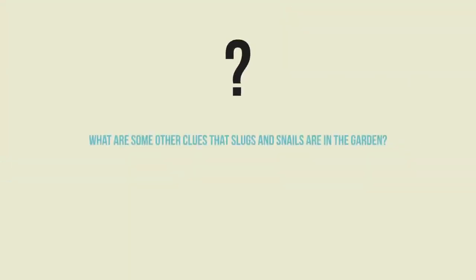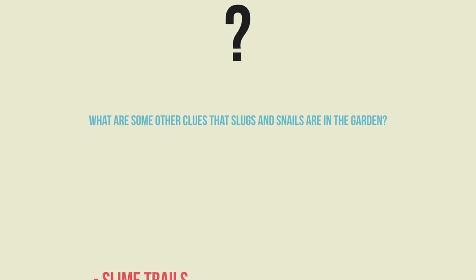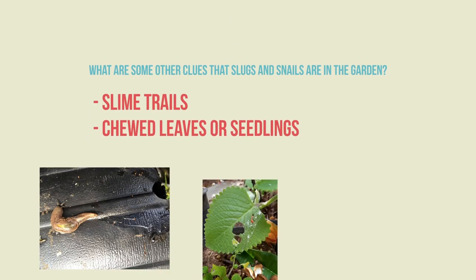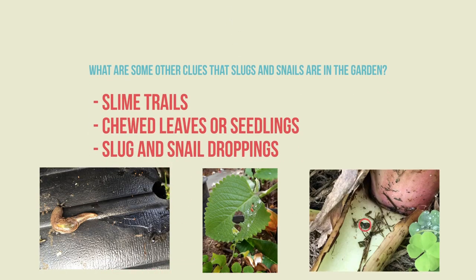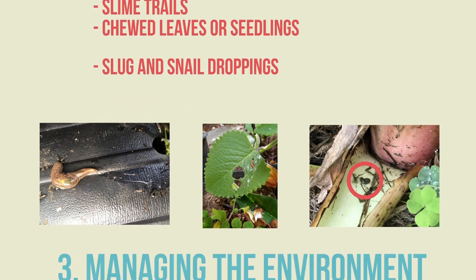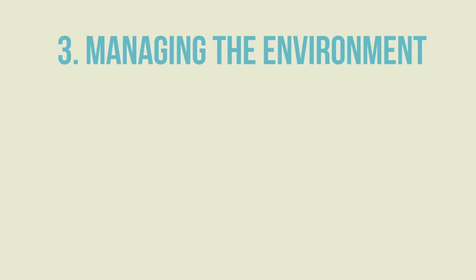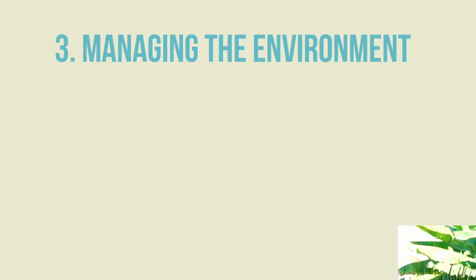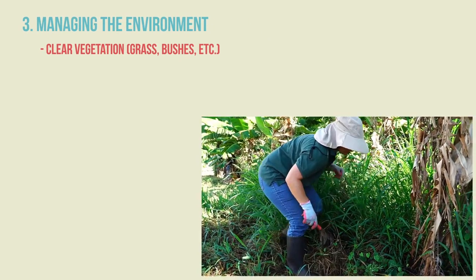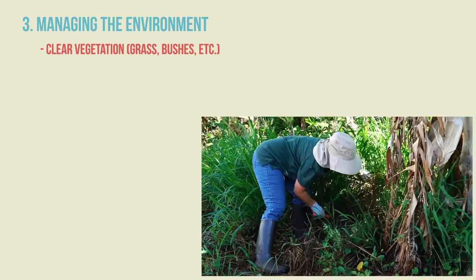What are some other clues that slugs and snails are in the garden? Look for slime trails, chewed leaves or seedlings, or slug and snail droppings. Now that you know there are slugs and snails in your garden, you will need a plan to manage your growing area. Reduce the number of places where slugs and snails can hide during the day. Clear vegetation around growing areas to make it easier to see slug and snail activity.